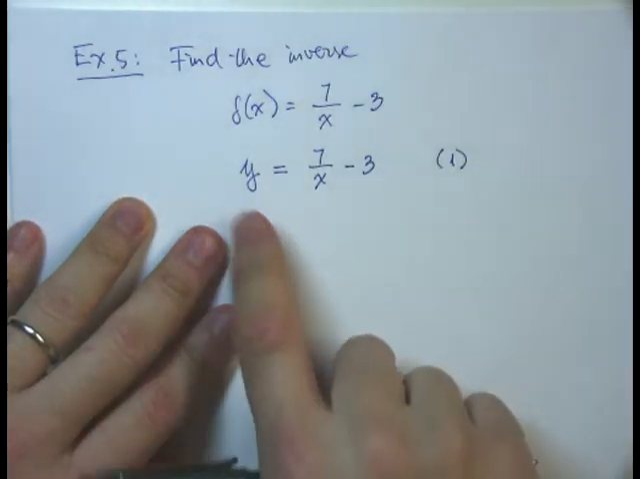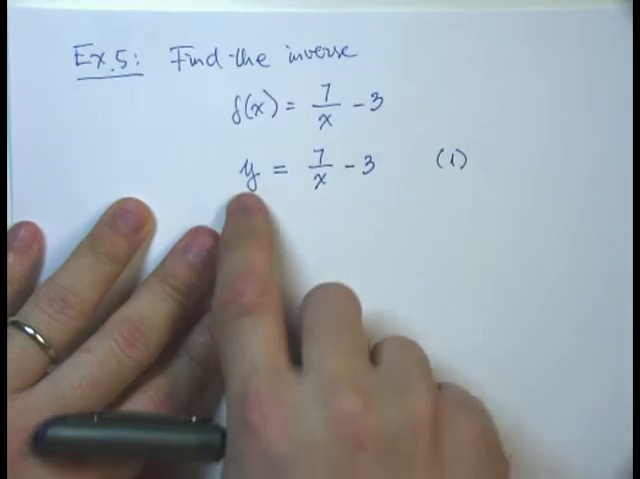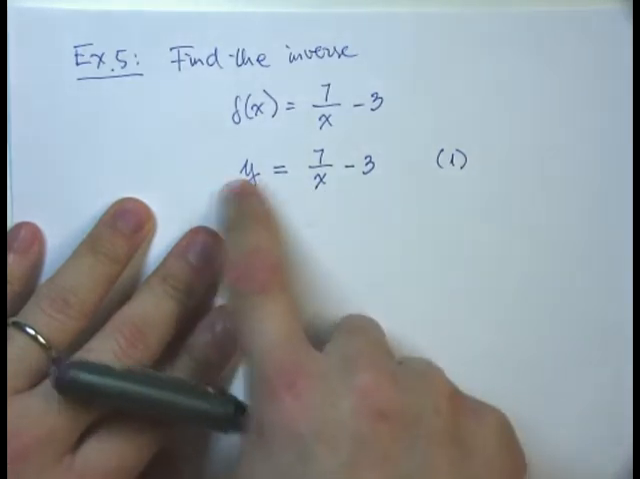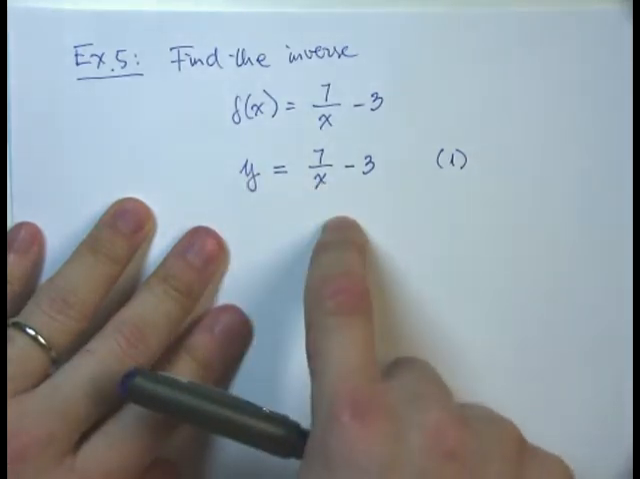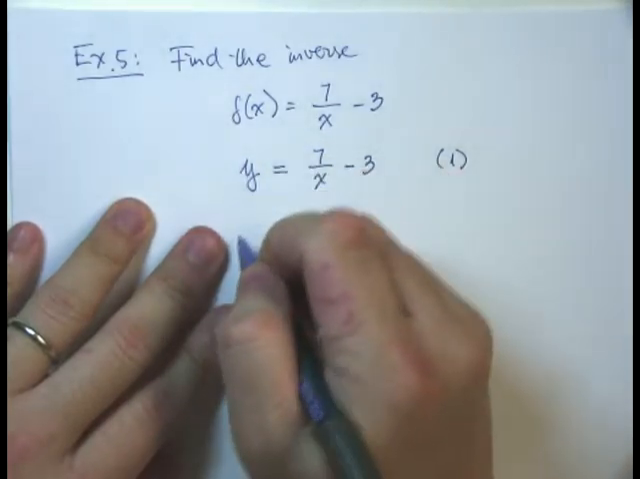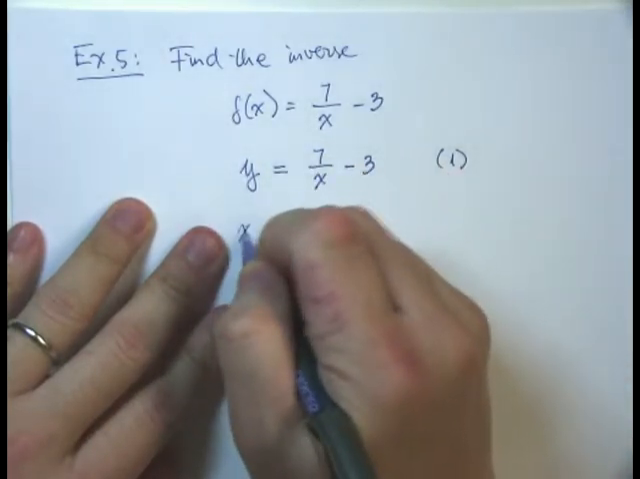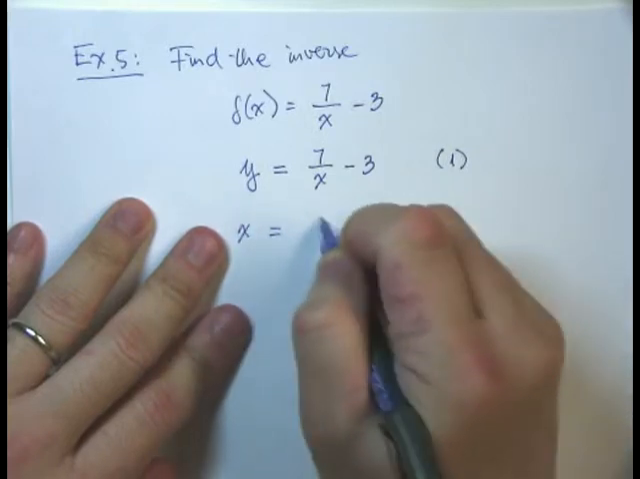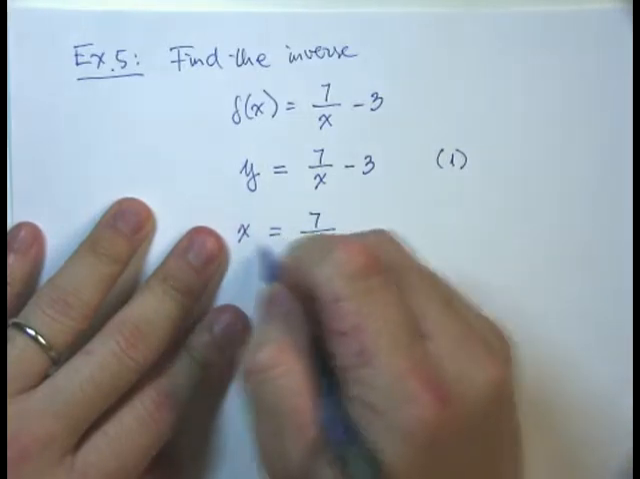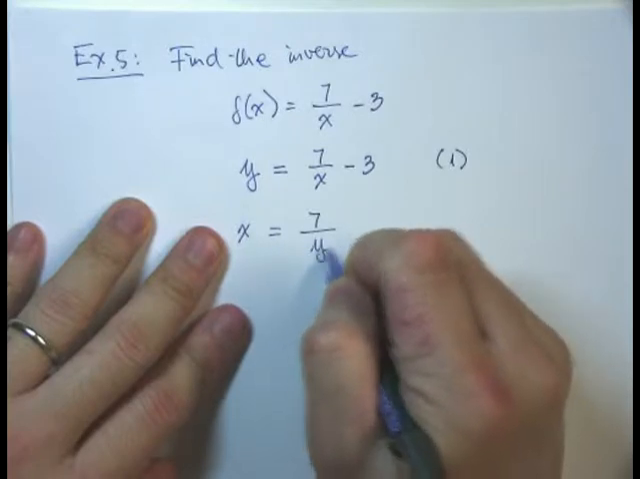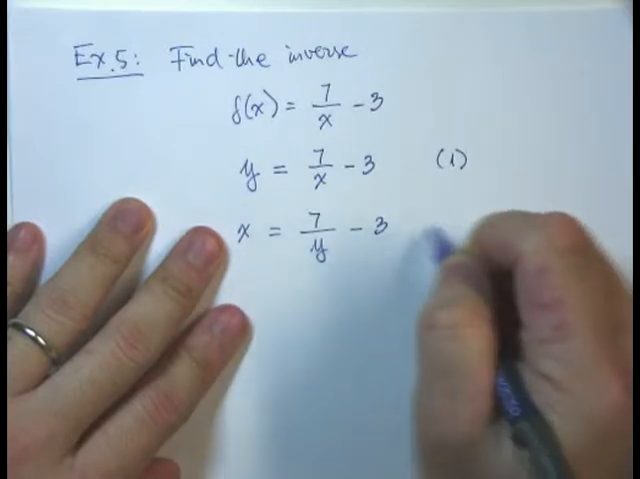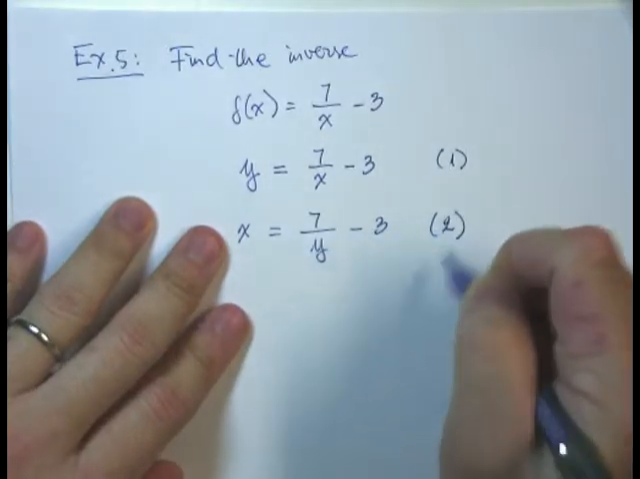And now my next step is to interchange the x and the y, to interchange the roles of x and y. So in my equation, y becomes x on the left hand side and x becomes y on the right hand side. So I have x equals 7 over y minus 3. And this is the end of step number 2.